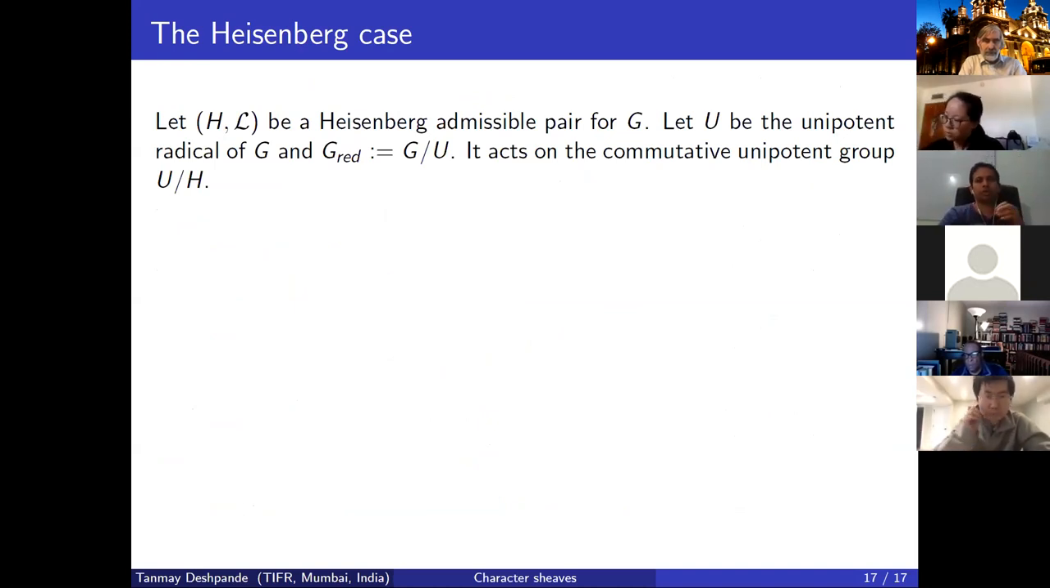Let me just try to convince you how we can reduce to the Heisenberg case. So in the Heisenberg case, let's recall what we have. This means that all of G normalizes this pair. So let U be the unipotent radical of G, and G red the reductive quotient. Of course this can be disconnected. So G red acts on the commutative unipotent group U mod H.